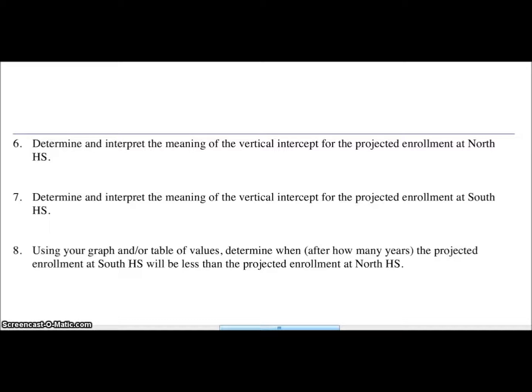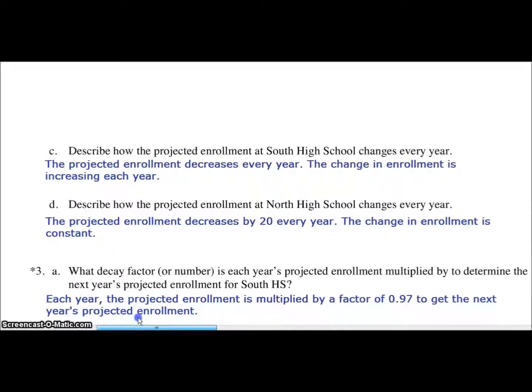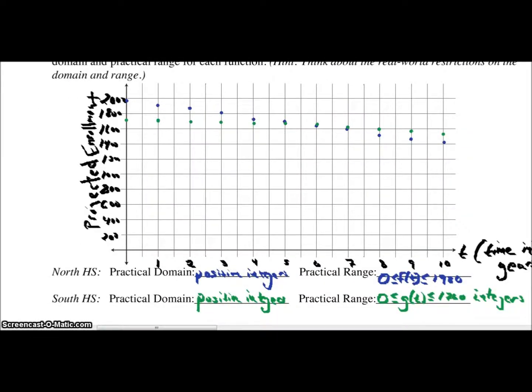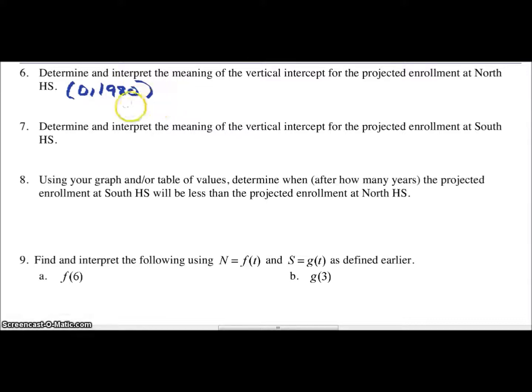6. Determine and interpret the meaning of the vertical intercept for the projected enrollment at North High School. Okay, North High School, the blue, the intercept is right here. That's the vertical intercept. We usually say the y-intercept, and that, remember, was 1980. So we could write that as an ordered pair. The time is 0 and the output is 1980. That means that the initial enrollment of North High School was 1980.